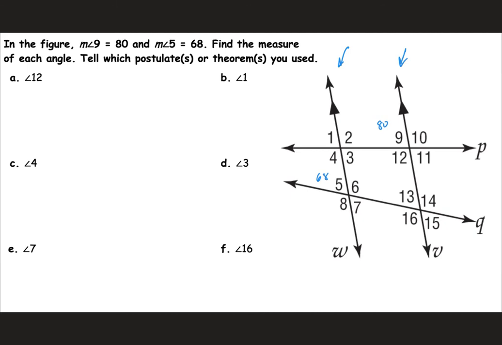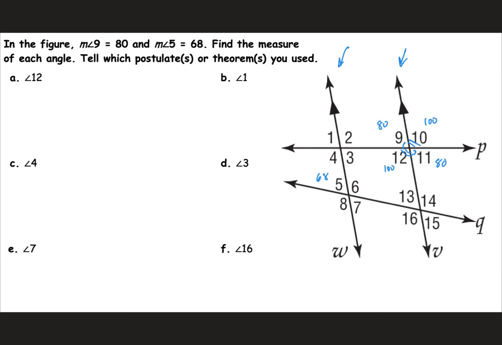Okay, because vertical angles and linear pairs don't technically need transversals or anything. They just need intersecting lines. So if 9 is 80, then 11 is 80. If 9 is 80, then 10 has to be 100. And the same thing with 12, because 9 and 11 are vertical, and then 12 and 10 are vertical.